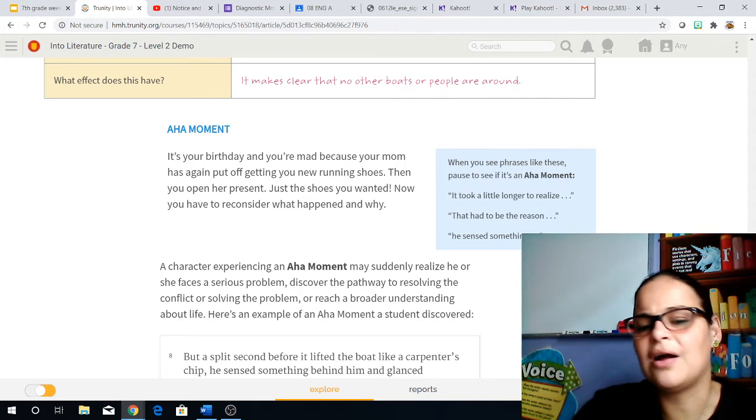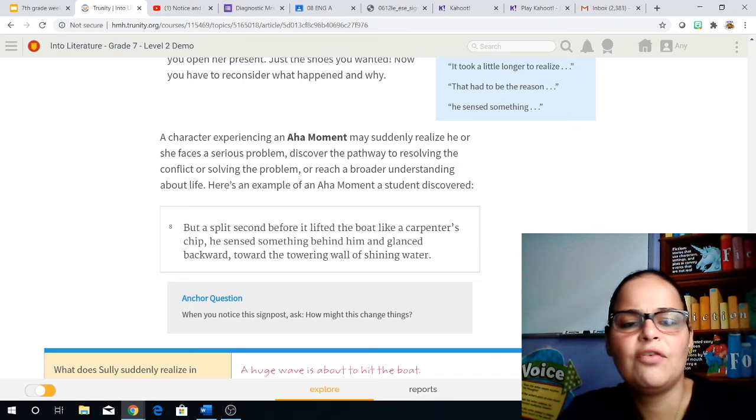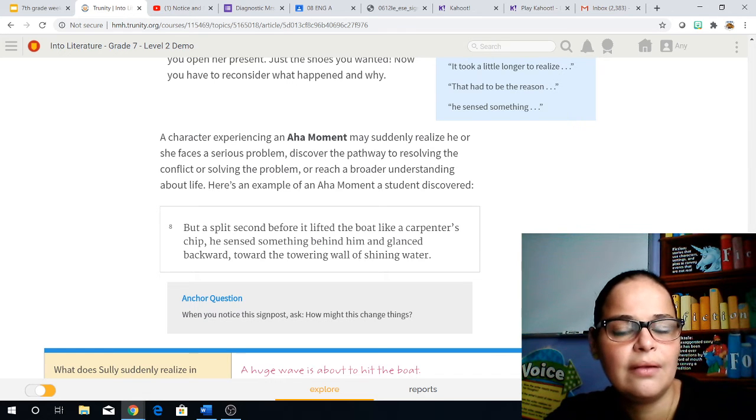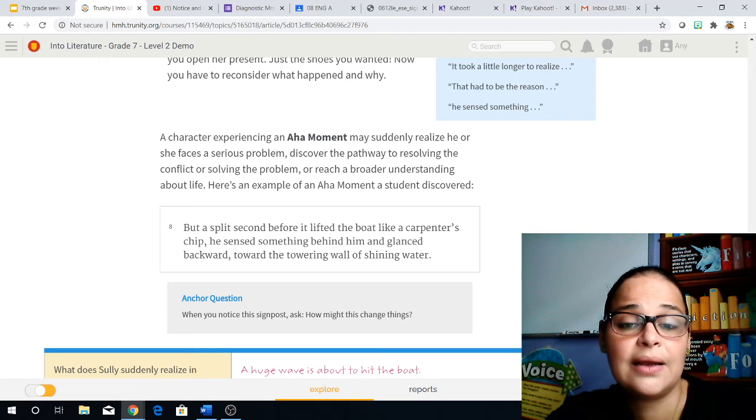But a split second before it lifted, the boat like a carpenter's chip, he sensed something behind him and glanced backward toward the towering wall of shining water.